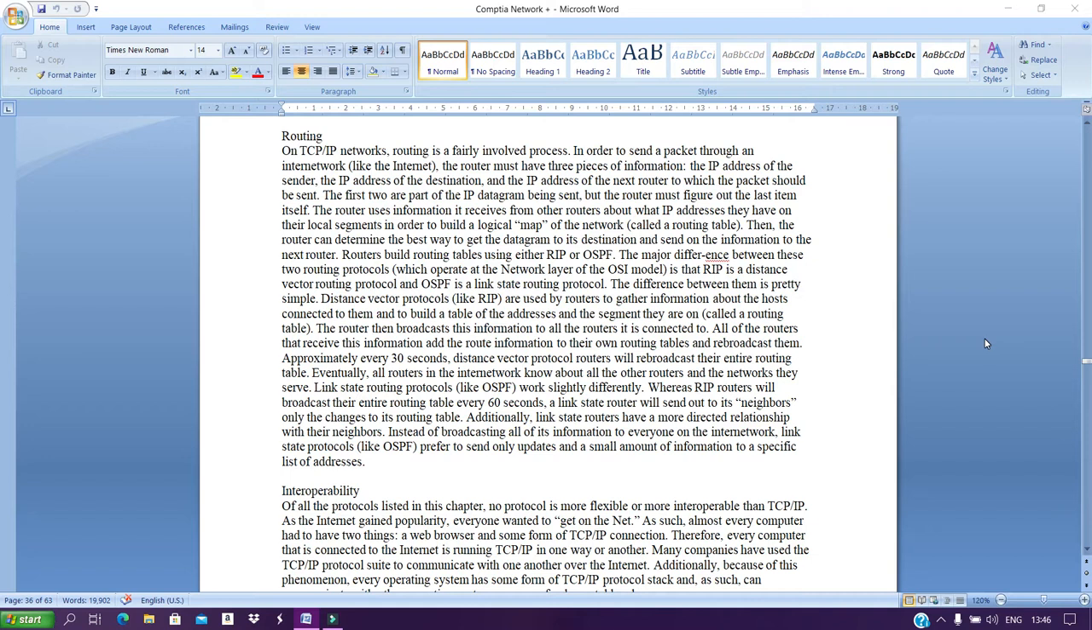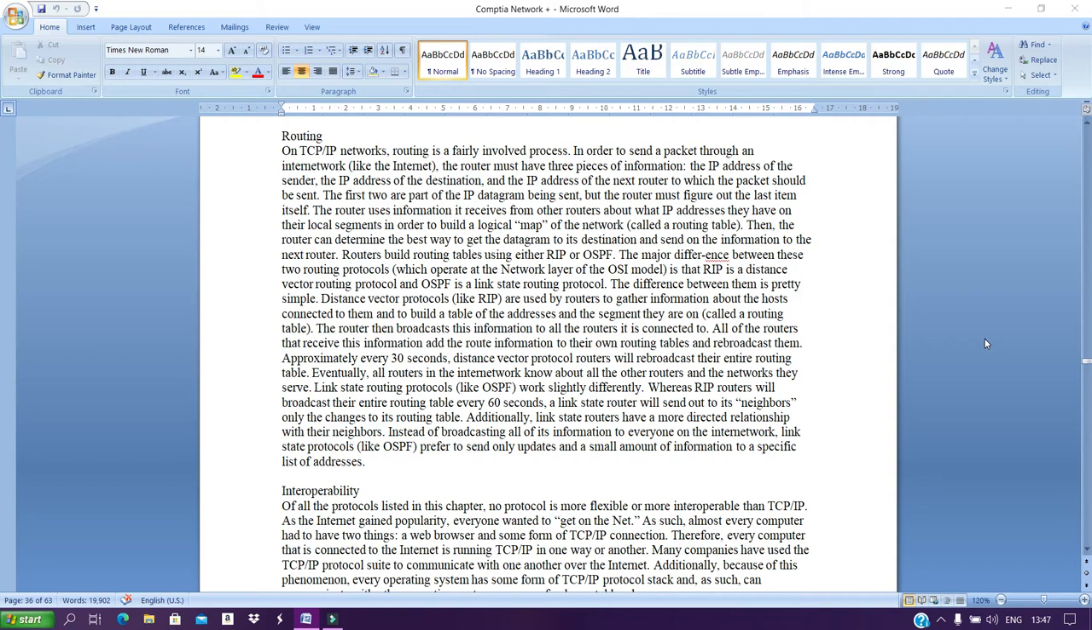Eventually, all routers in the internetwork know about all the other routers and the network they serve. Link state routing protocols like OSPF work slightly differently. Whereas RIP routers will broadcast their entire routing table every 60 seconds, a link state router will send out to its neighbors only changes to its routing table.